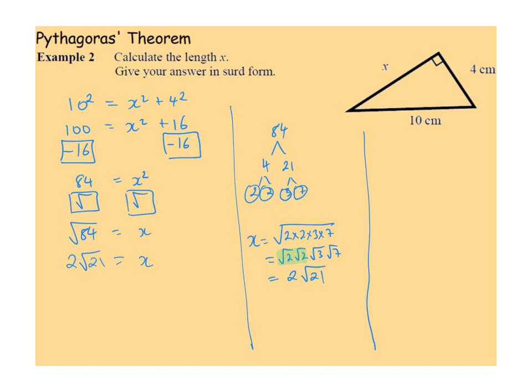Or the other way was to write 84 by finding the highest possible square factor. And the highest square factor is 4. So 4 times 21. So that means root 84 is root of 4 times 21, which is root 4, root 21, which is 2 root 21. And that gets you then to the same answer that we had.